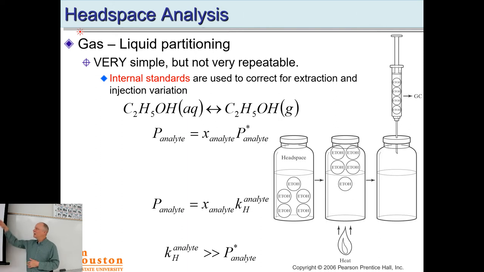So again, that's partitioning using gas phase. We would drive those molecules out of the liquid phase into the gas phase, and it's using Henry's law. So the solubility of that substance in water changes dramatically whether it's protonated or not. And so it had a high Henry's law constant, a very high effective vapor pressure when it was neutral. And so because it was neutral, it would come out of solution very readily. And then that could be injected into the GC.